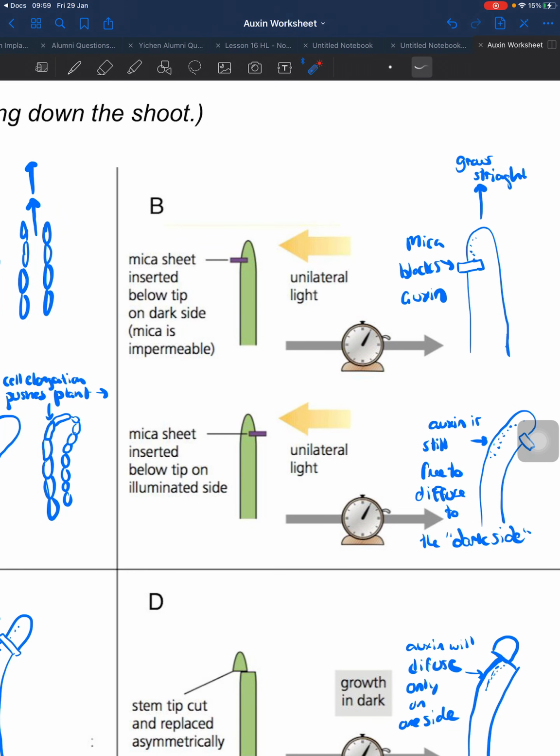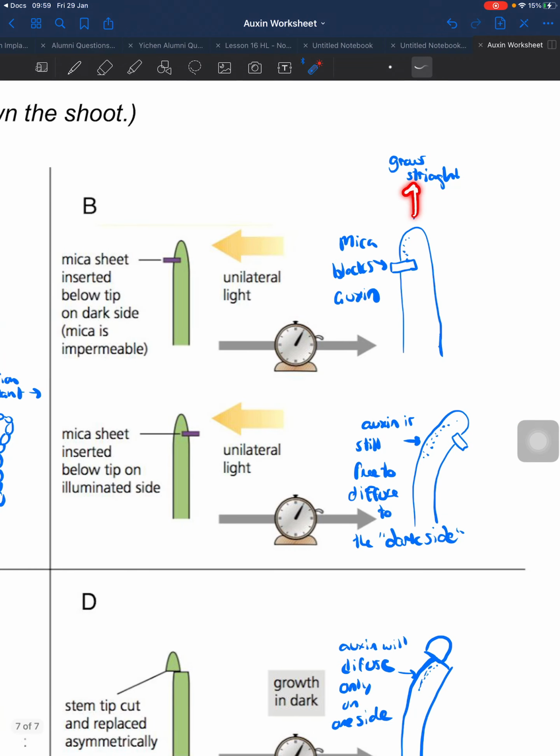Now, some more advanced ideas here. Here we put a mica sheet. This is impermeable to auxin, so the auxin can't go through. So you shine a light this way, right? Now what should happen there is the auxin should accumulate all on this side and then accumulate down like that, right? But what happens is it just accumulates to there. So actually you still get straight growth because it can't elongate the cells here, so it doesn't bend towards the light like it's supposed to.